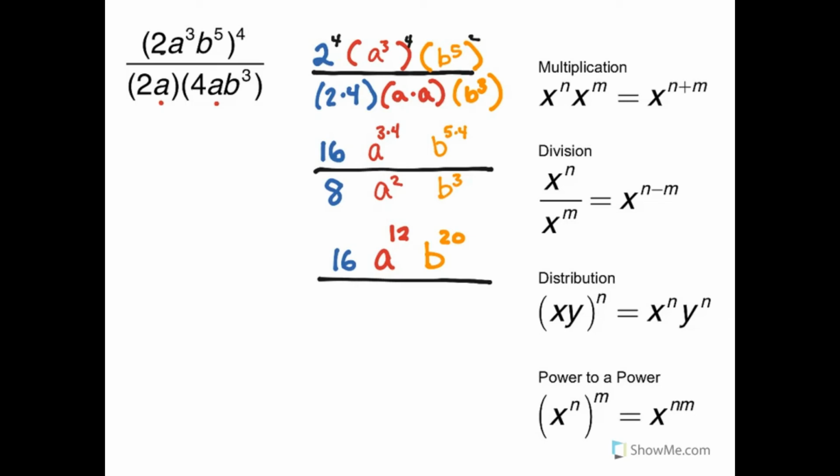Well, now we'll divide. 16 divided by 8 is 2. A 12 divided by a squared is a 12 minus 2. And b 20 divided by b 3rd is b to the 20 minus 3 power. So finally, I have 2 a to the 10, b to the 17.